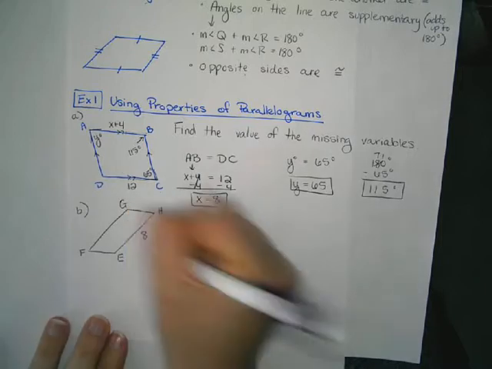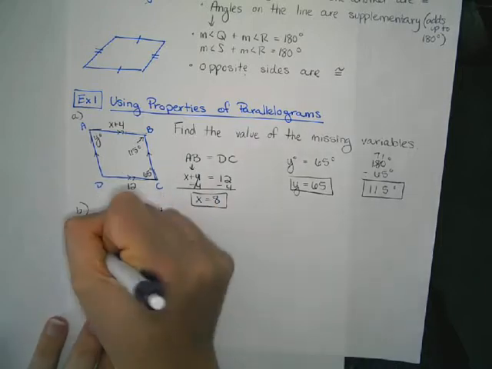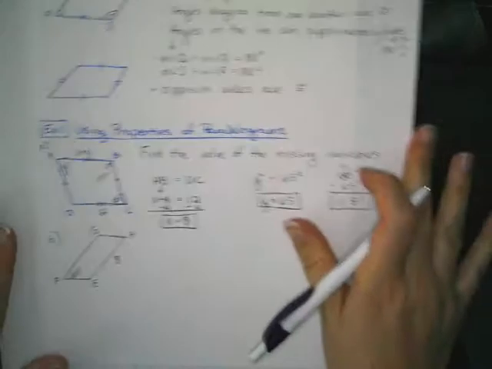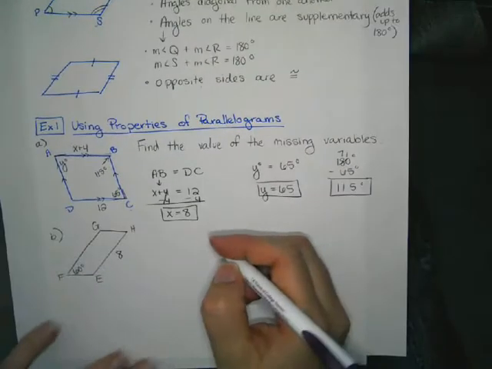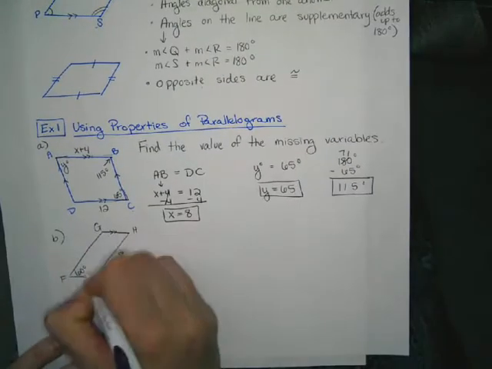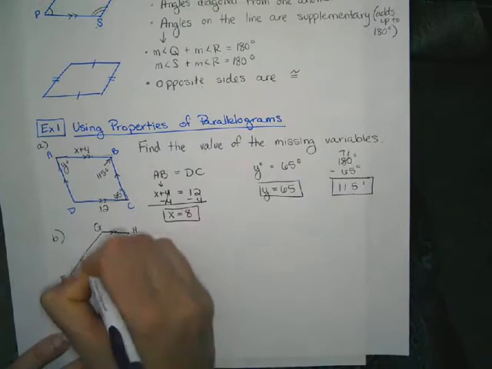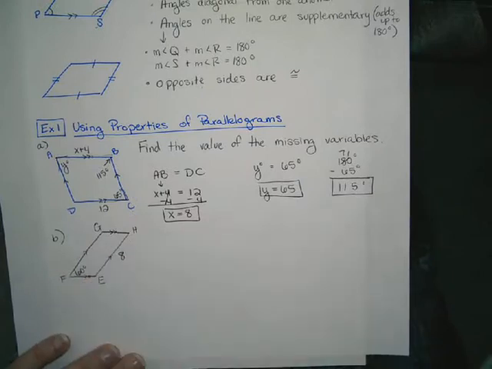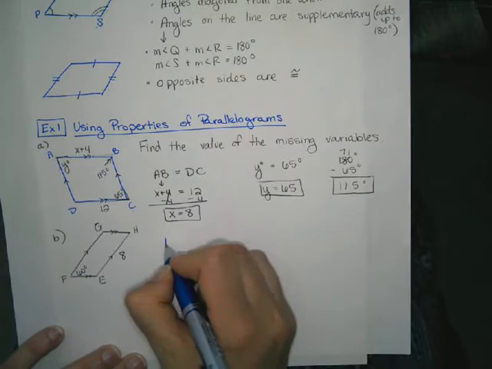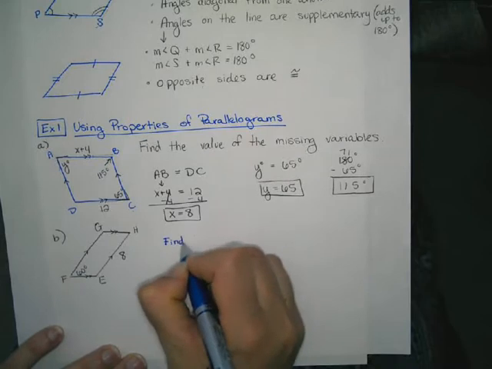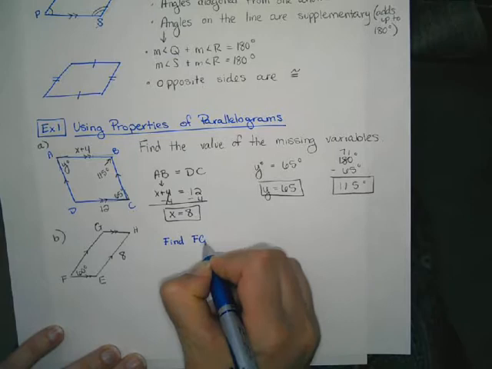I know that they're parallel. This is all given to me. And this is what I want you to find: FG and the measure of angle H.